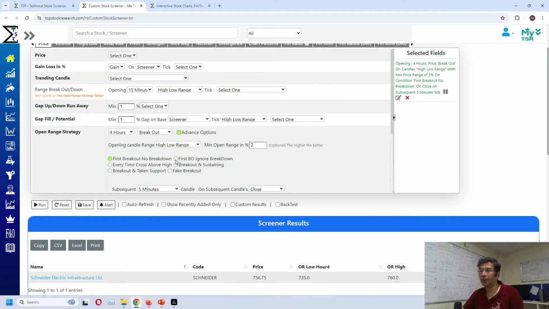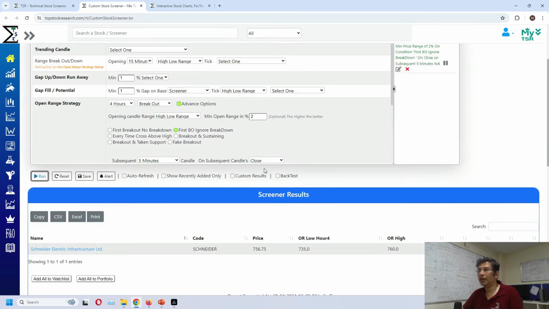So when you change this option is another thing. I hope we get more results out here. No, we don't get too many more results. So in this case, what happens is it will give you the first breakout and it will ignore any breakdown. In this case, it will give the first breakout and there's no breakdown out here.